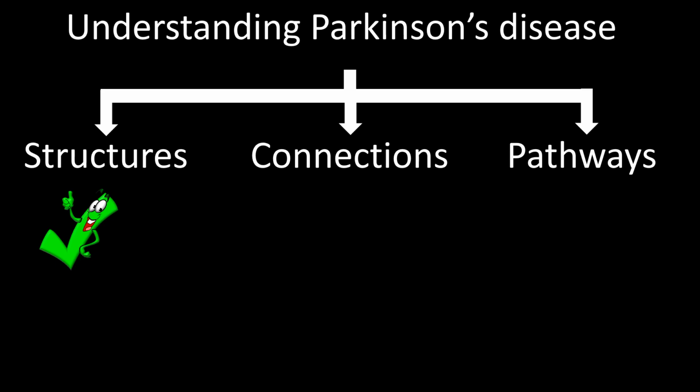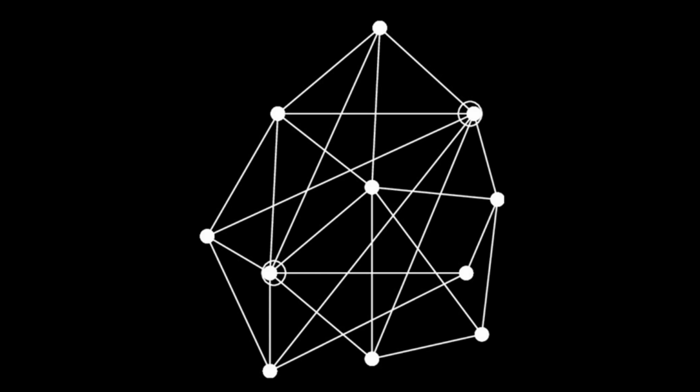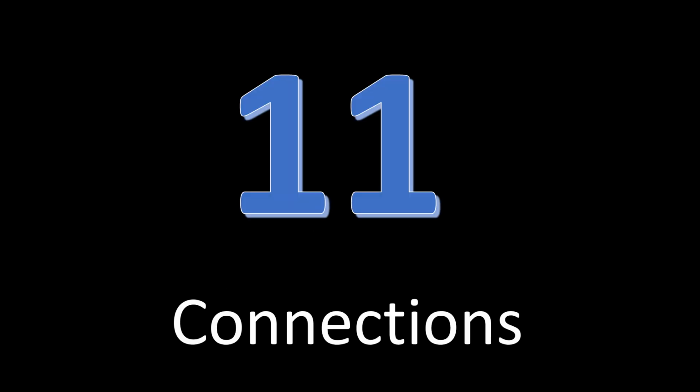So we have introduced the structures. Now we will talk about connections. There are many connections among the structures we have just named. I will tell you about 11 connections that are important to our narrative. The order I will introduce them to you is the one I found more helpful to understand how they are affected in Parkinson's disease and other conditions associated with extrapyramidal deficit.